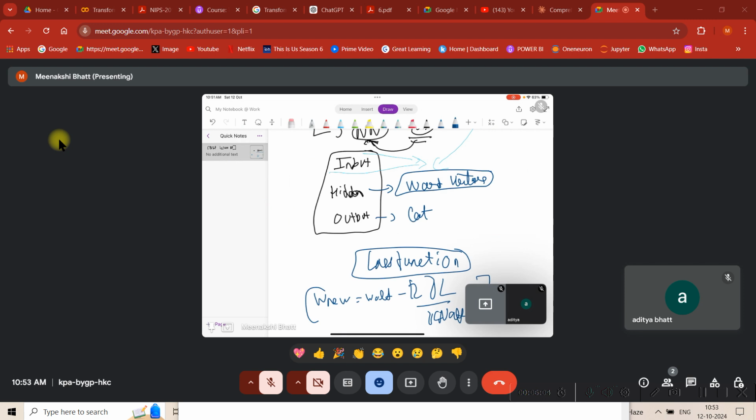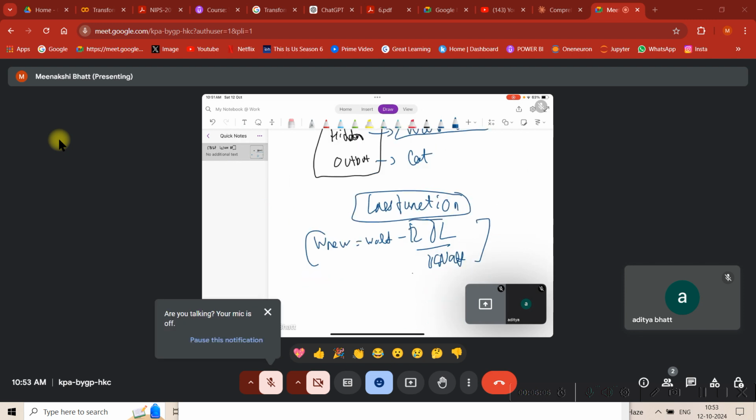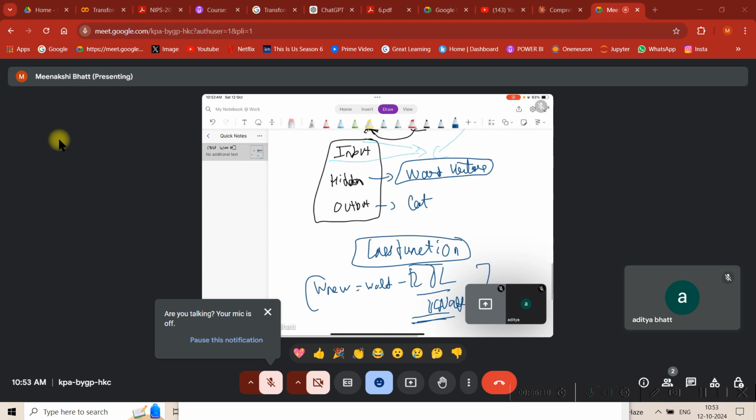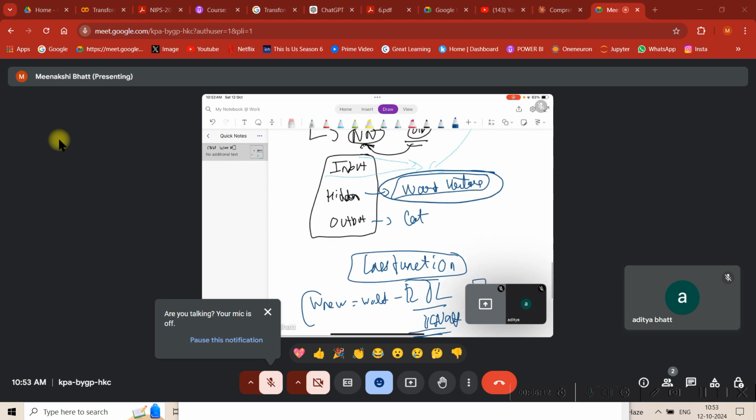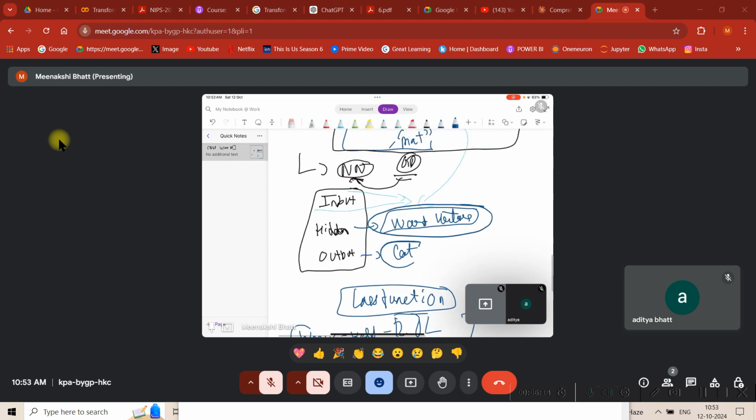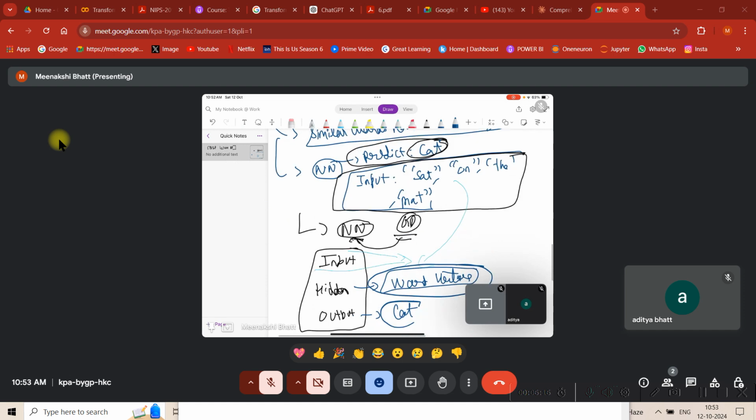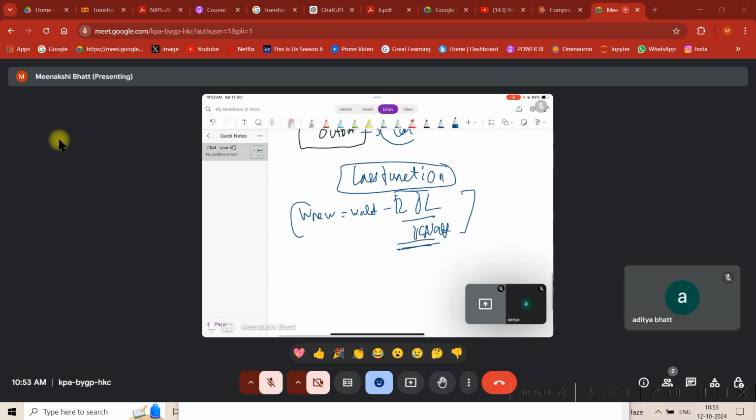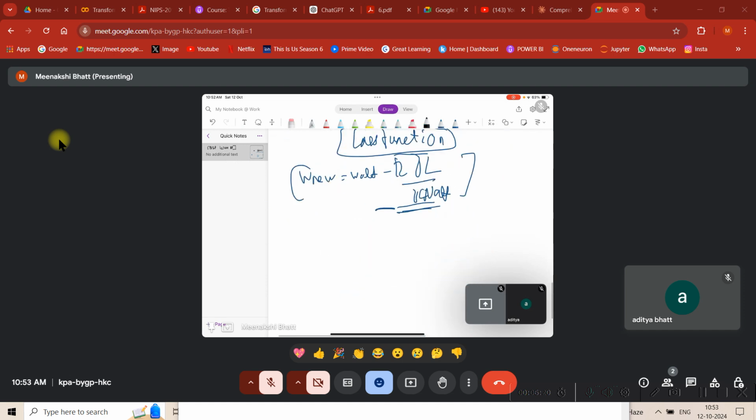You take the partial derivative of the loss function with respect to weights, and then you try to find the ideal value of these word vectors such that it can predict cat based on the input given. So guys, in simple terms, that's it. That's all you need to know: Word2Vec is a neural network based method.